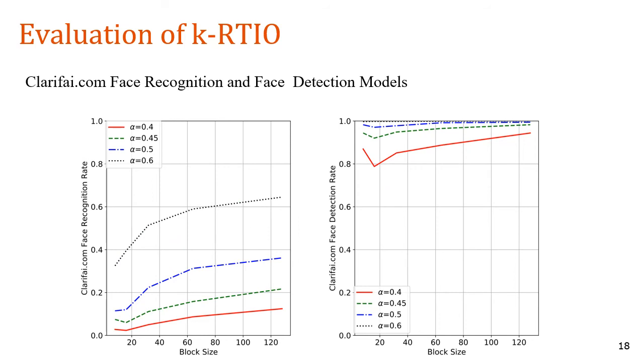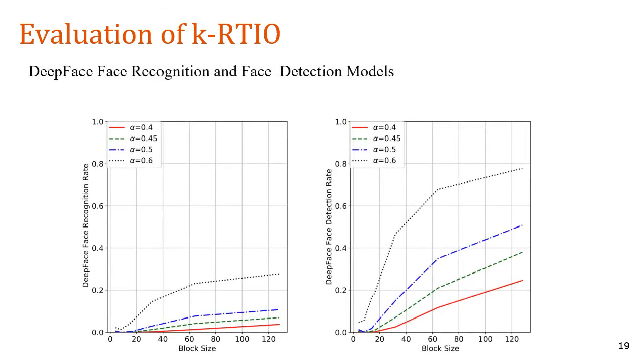Also, we evaluated k-RTIO against Clarifai face detection and face recognition models. As you can see, for small values of the block size and alpha, and when k is equal to 3, we can fool the face recognition models very well, but we couldn't fool the face detection model. We also evaluated k-RTIO against DeepFace recognition and face detection models. Again, for small values of the block size and alpha, we could fool this model very well, both the face detection and face recognition models.